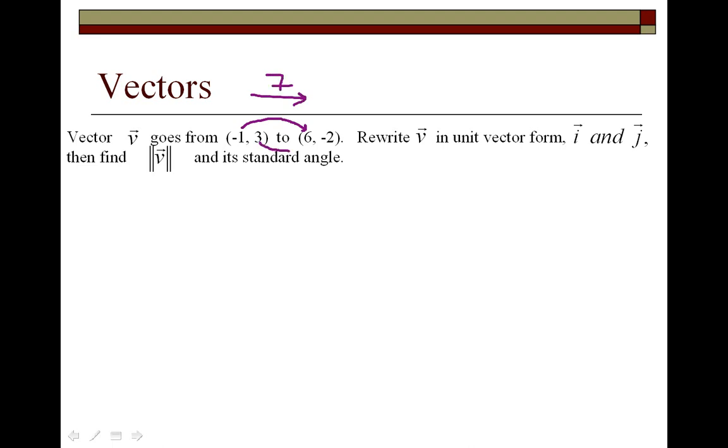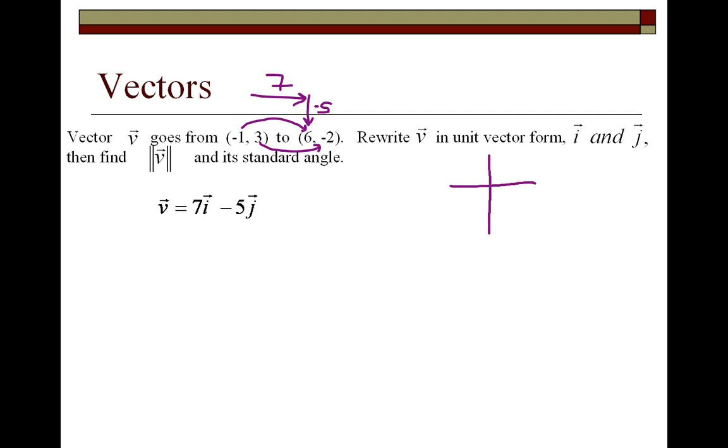I went from 3 down to -2. That means I'm going to go down 5 units. So I've got 7i minus 5j. That's basically what you're finding. And it does kind of help to understand if you draw a quick little picture. Imagine it starting at (0, 0).